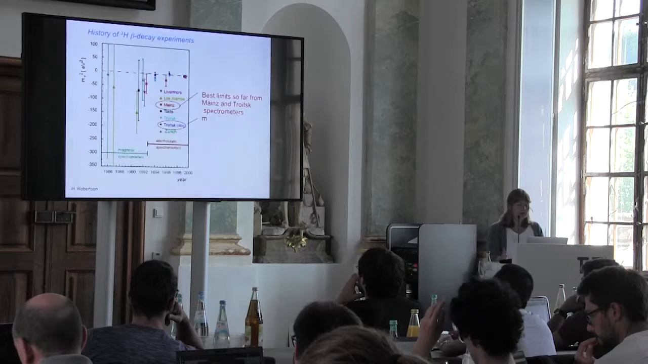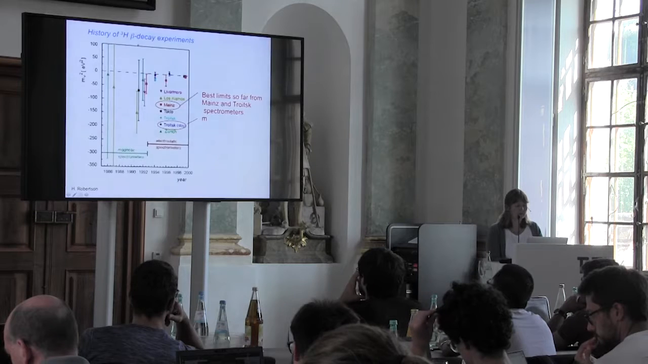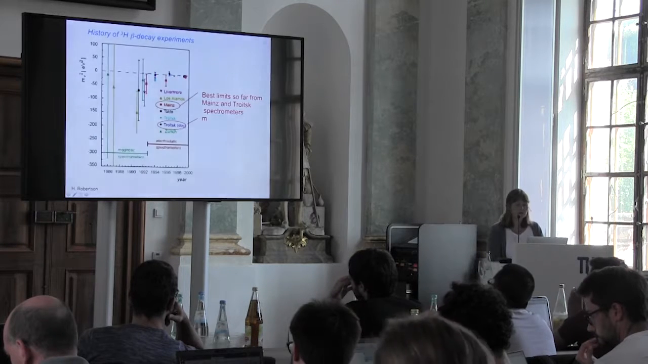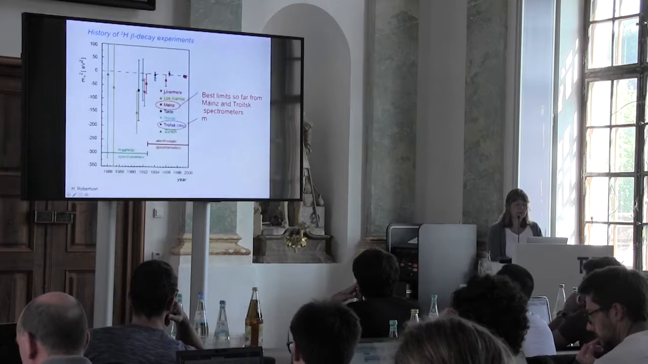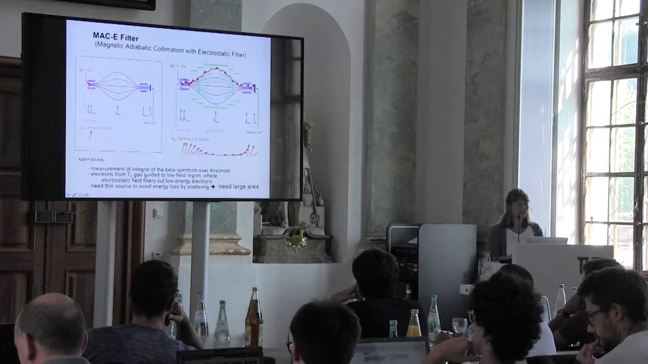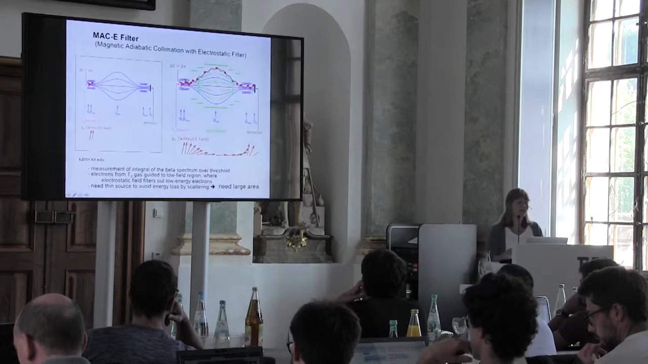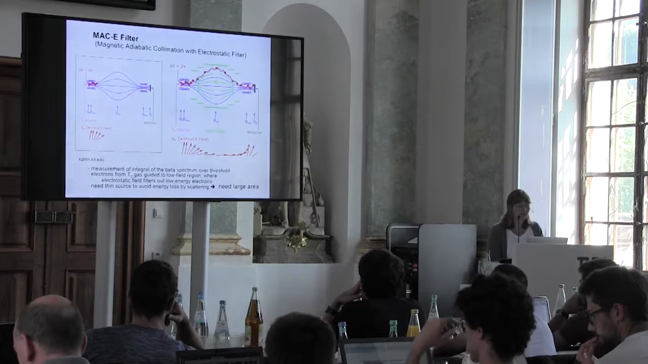Just here's some history of tritium beta decay spectroscopy limits on neutrino mass. In fact, some of them were not exactly limits. There's been a bit of going up and down. But the current best limits so far are from the Mainz and Troitsk spectrometers here. And the last two of these made use of what's known as a MAC-E filter. Magnetic adiabatic collimation with electrostatic filter is what that stands for.